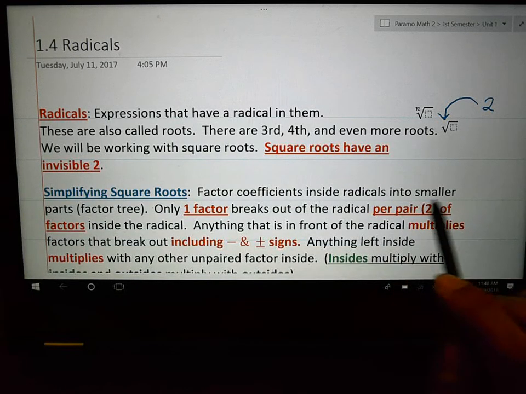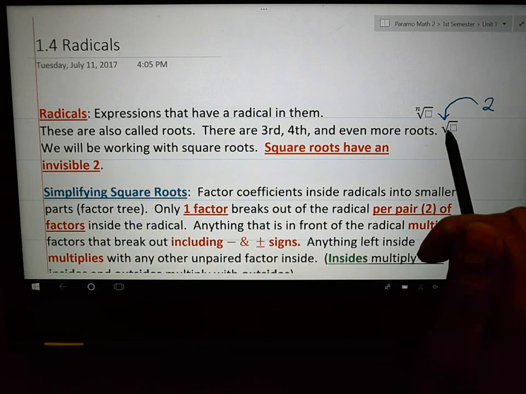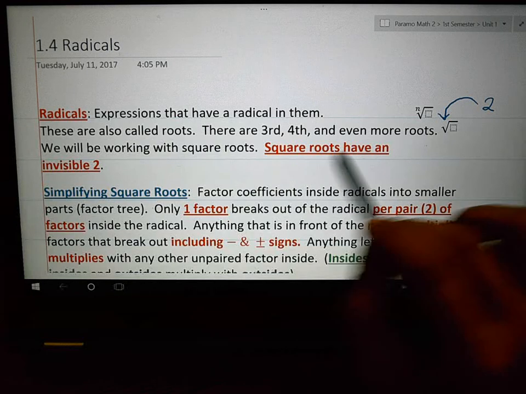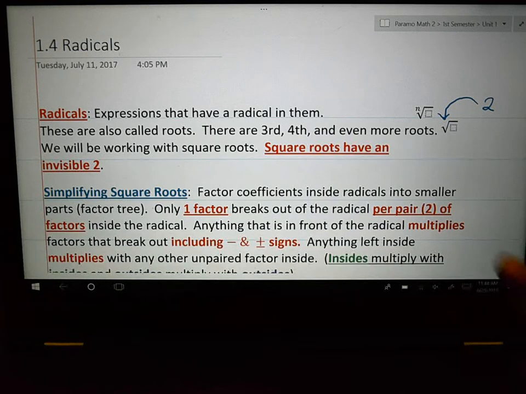And in math, most every single thing you work with is an invisible 1. Square roots are the only thing that have an invisible 2. So when you don't see something here inside this little v, it's an invisible 2. It means you're doing a square root. It means you have to have 2 factors to break out.